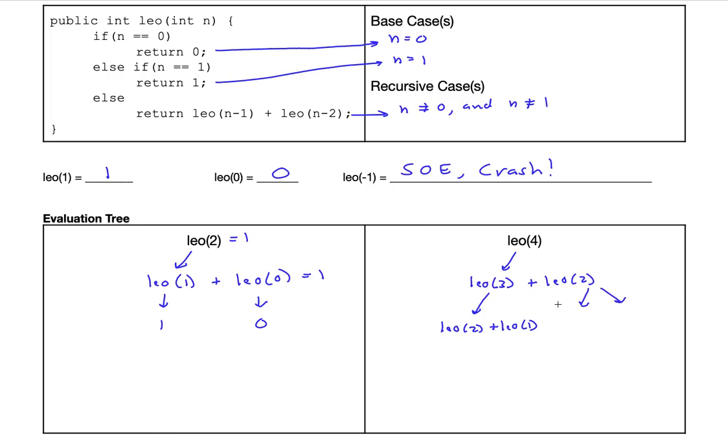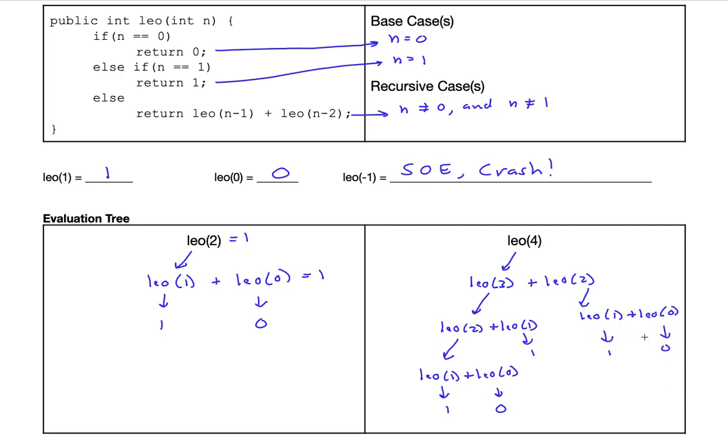The computer goes, all right, what's Leo of 2? Well, that's going to be Leo of 1 plus Leo of 0. Then this Leo of 2 will also be Leo of 1 plus Leo of 0. So you get this kind of messy tree. We know that Leo of 1 is 1, Leo of 0 is 0. So we add these up and we get that, and let me do these two. Leo of 1 is 1, Leo of 1 is 1, Leo of 0 is 0.